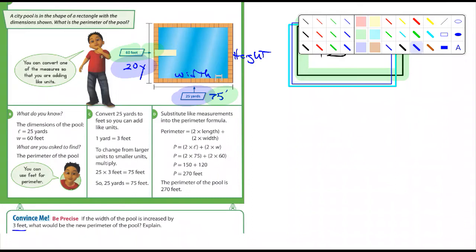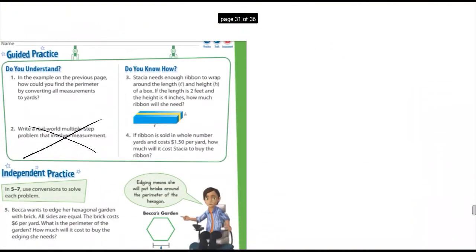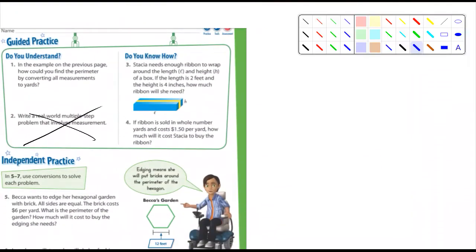So I do want you to answer the convince me, all right? So let's drop down there. They've got some more that I want you to do. The number 1, it says in the example on the previous page, how could you find the perimeter by converting all the measurements to yards? Well, actually, I kind of already talked about that, so I'm not worried about number 1. Number 2, I already crossed out. I looked at it earlier.